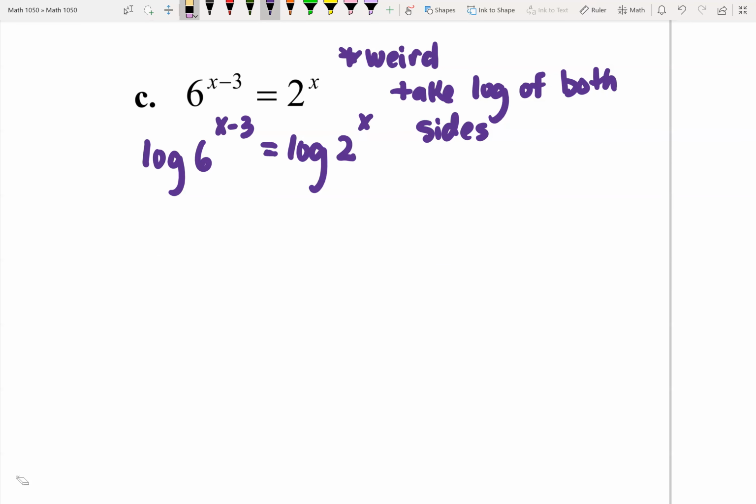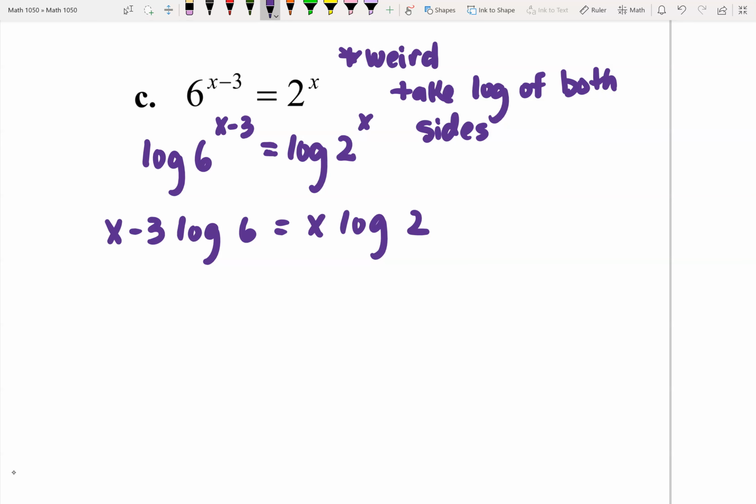Okay? What do you think we do now? Just take a guess. We've done it a ton. Pull those exponents down. Okay? So now I have x minus 3 log 6 equals x log 2. I want you to look forward. I've made a mistake. I did it on purpose. It's a common mistake. Find it. What did I do? Go ahead.